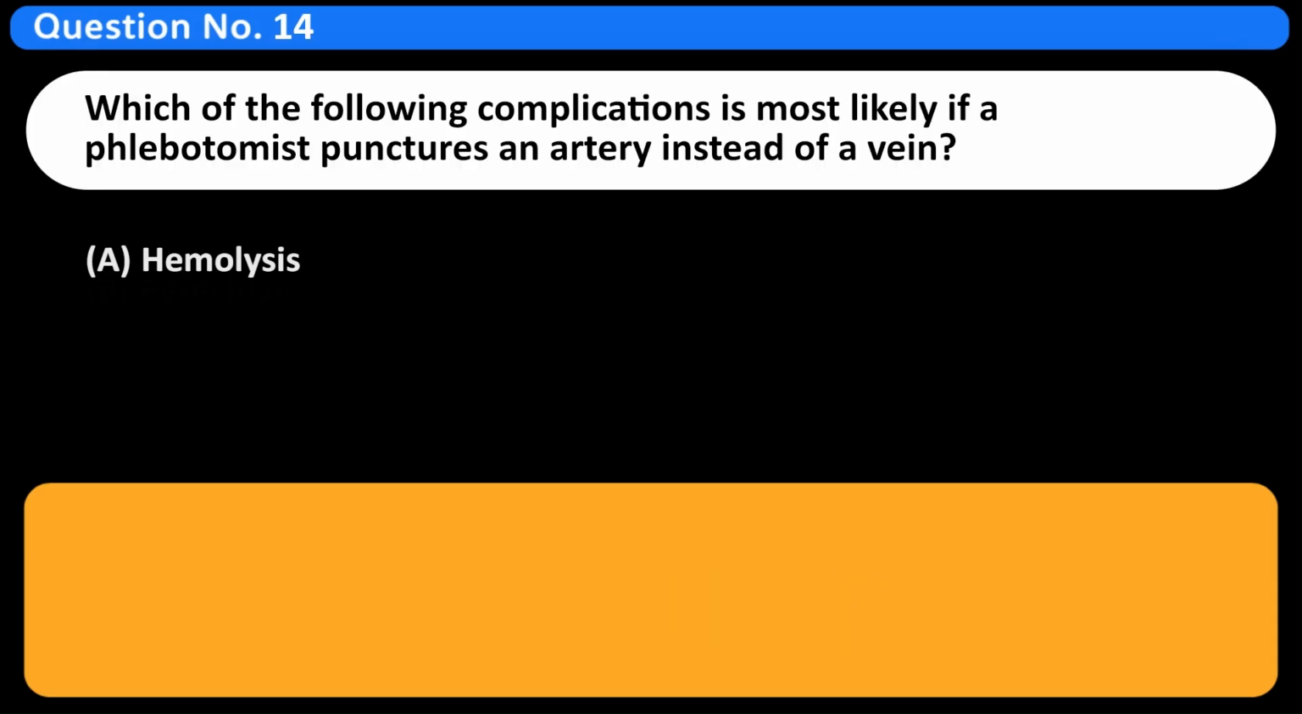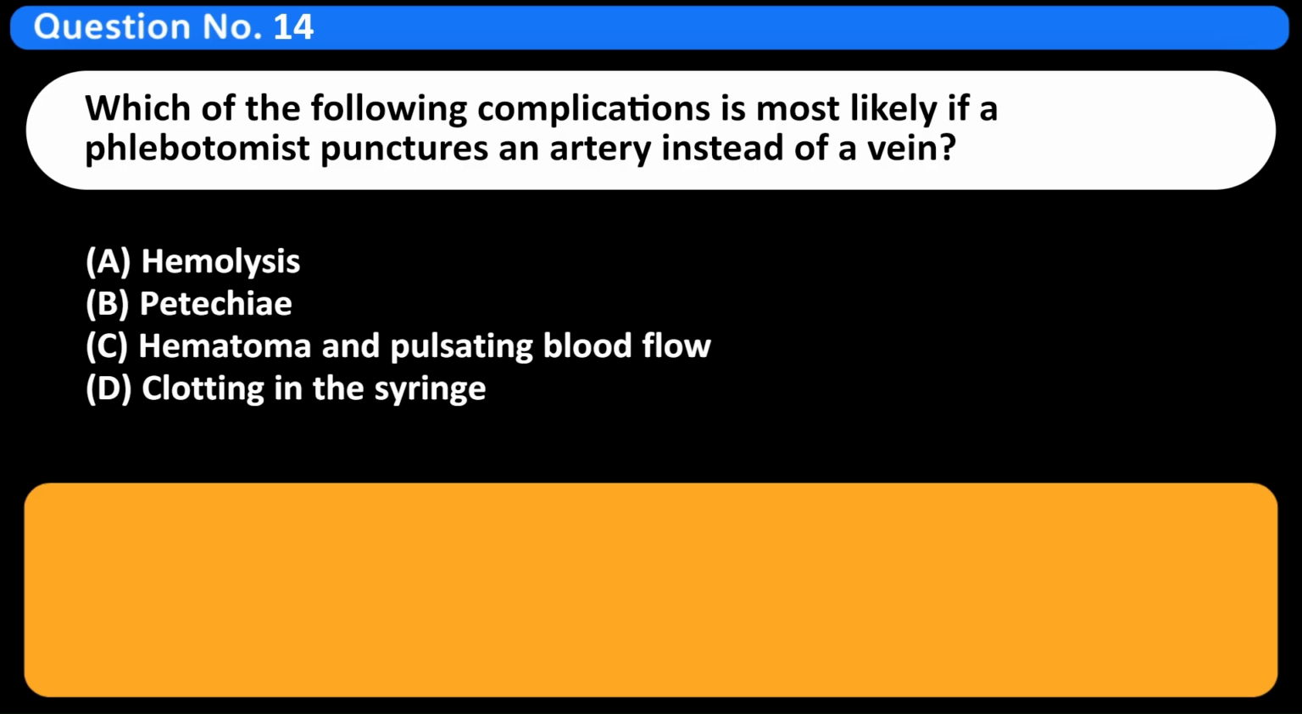Which of the following complications is most likely if a phlebotomist punctures an artery instead of a vein? A. Hemolysis. B. Petechiae. C. Hematoma and pulsating blood flow. D. Clotting in the syringe.